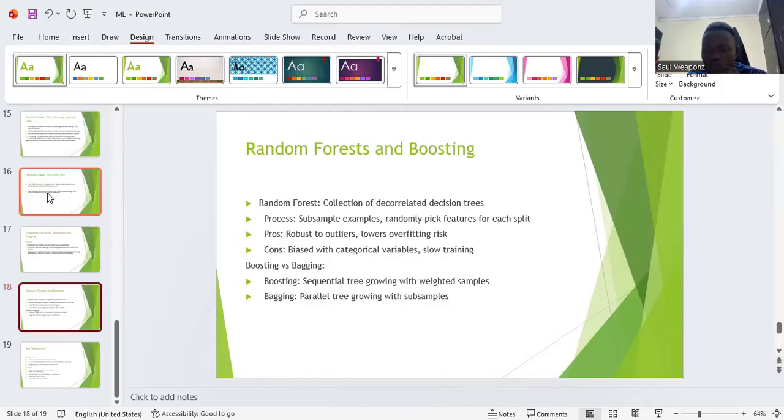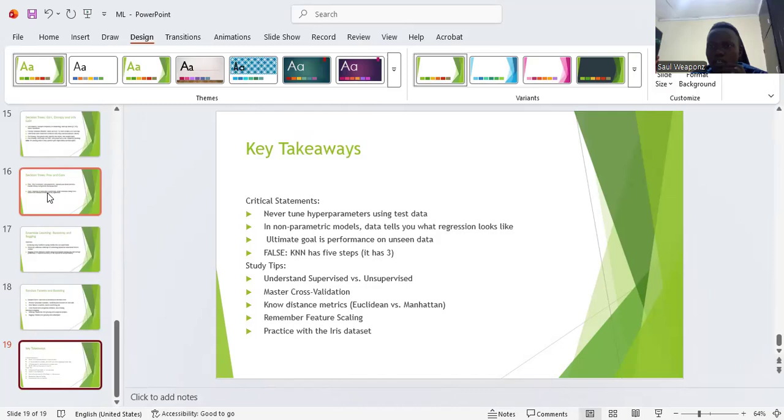Then coming to my key takeaways from the machine learning diploma videos: never tune hyperparameters using the test data set. Why? Because we want the algorithm to perform well on what? Unseen data. For non-parametric models, the data tells you what the regression looks like. The ultimate goal is to perform well on unseen data. Also realize that KNN does not have 5 steps, it has 8 steps.